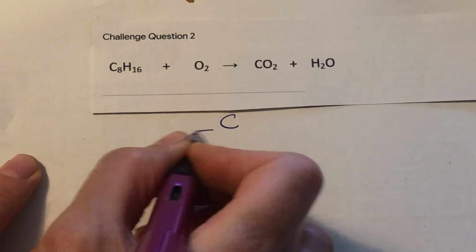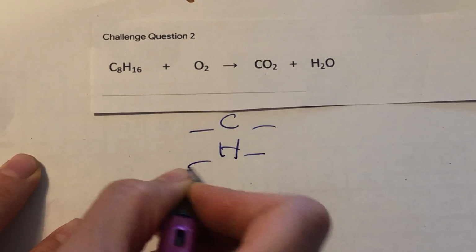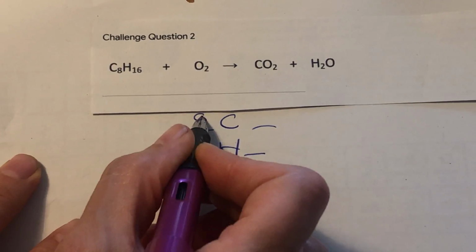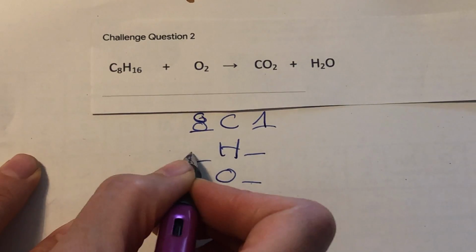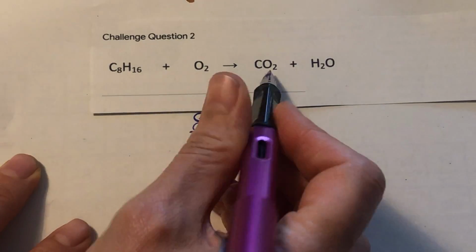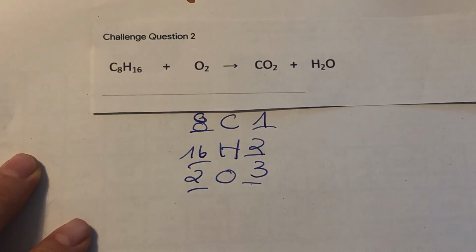Here we've got our carbons, we've got our hydrogens, and we've got our oxygens. I've got 8. I've got 8. I've got 1. I've got 16. We've got 2. We've got 2, and then we've got that pesky unbalanced one here.